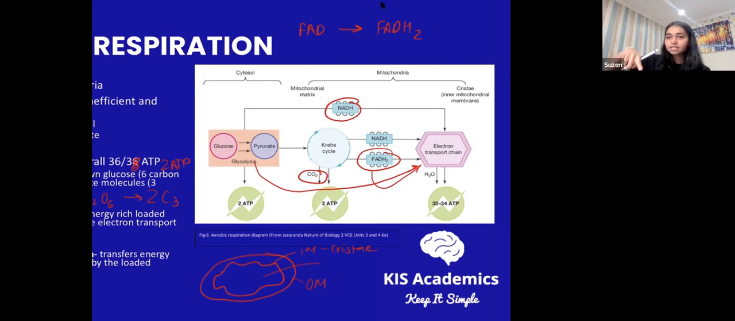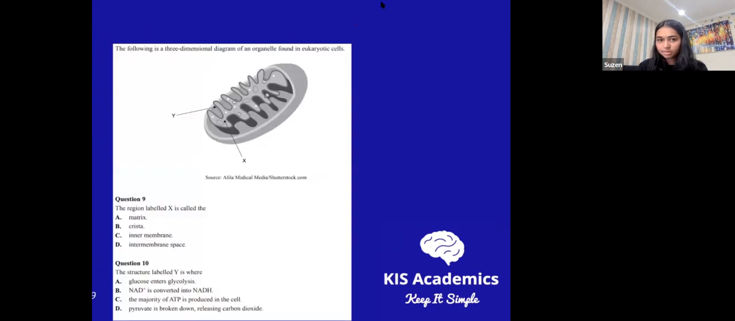Because it has this really folded appearance, it means it has a really high surface area. So the high surface area of the cristae would allow efficient absorption of the coenzymes, and this would increase my rate of ATP production. So high surface area increases rate of ATP production. And yeah, that's pretty much all for cellular respiration.